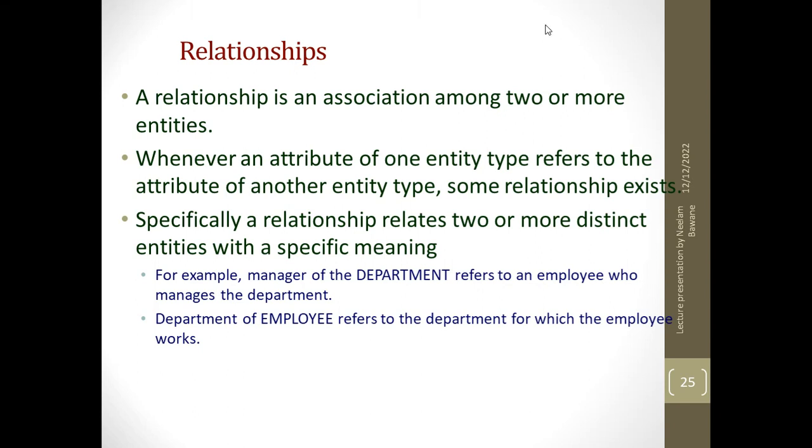Now let us understand about relationships. Relationship is an association among entities. So when an attribute of one entity refers to the attribute of another entity, there is some relationship. For example, patients and doctors are related to each other, so between those entities there will be a relationship. Treats will be the relationship between doctor and the patient.